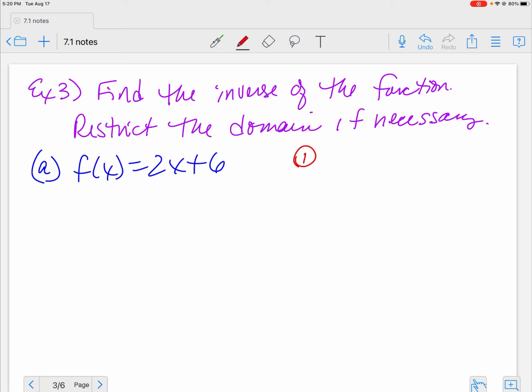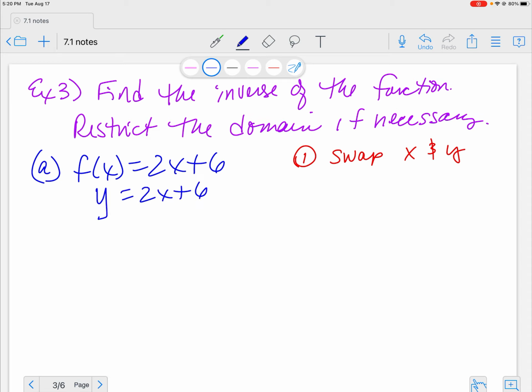Step 1, in order to find the inverse of the function, is to swap that x and y. So let's do that. The same thing here, this is the same thing as y is equal to 2x plus 6. We know that, right? f of x is the same thing as a y. So if I swap those out, I now have x is equal to 2y plus 6. Then step 2 is solve for that y.